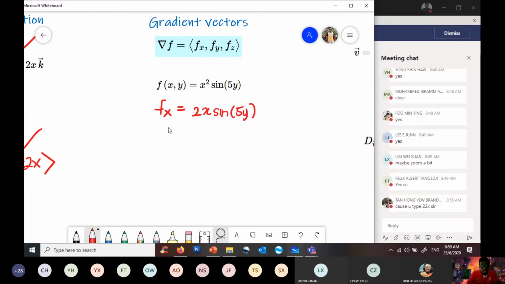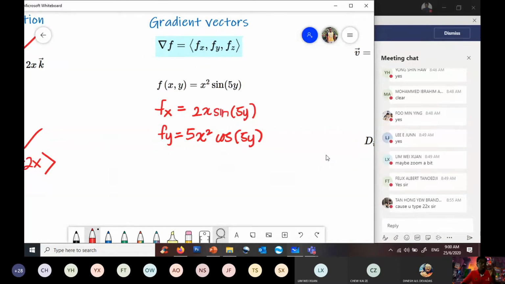Okay. So what if I want to find fy? Then your x squared is just a constant. What do you get if you differentiate sine y? Sine, if you differentiate, you get cos y. So cos 5y. Chain rule, remember, because inside here it's 5y, multiply by 5. Or maybe I would just prefer to put the 5 in front here. It doesn't matter, you put it in the front or at the end. But if you differentiate sine 5y, you get cos 5y times 5. So this is your fx and fy.